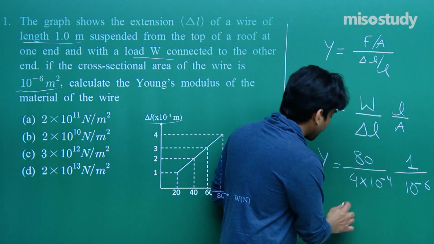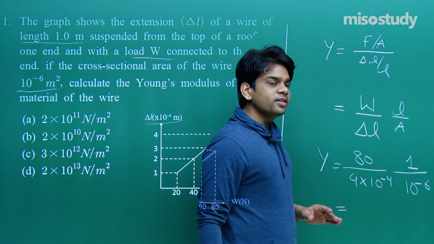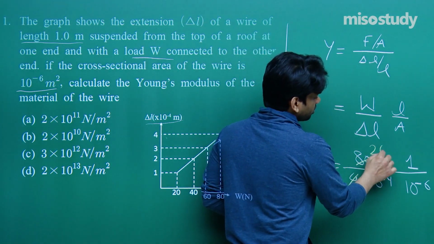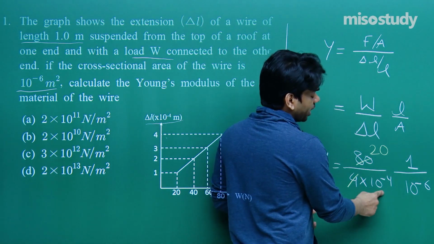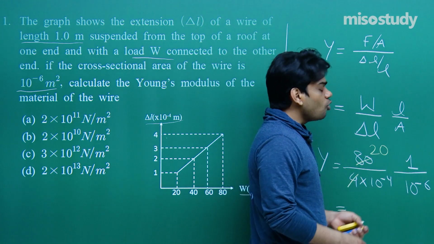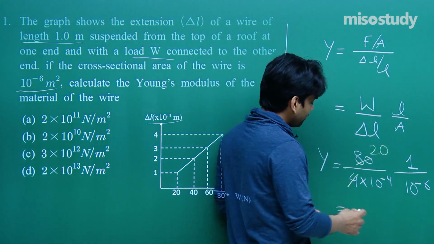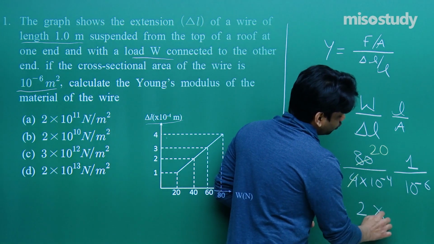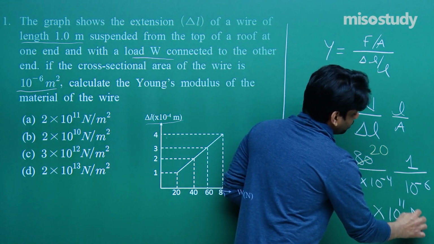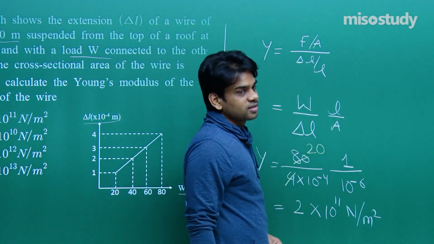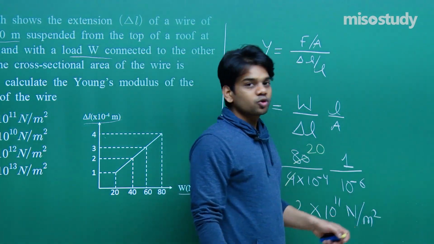Now you see here, can we simplify this? We will be obtaining the answer 4, this will go 20 times, and we will be obtaining 10 to the power minus 4, 10 to the power minus 6, that will give us 10 to the power minus 10. It will move up, so 10 to the power 10 will go in the positive, so 2 into 10 to the power 11 Newton per square meter, that will be the result.